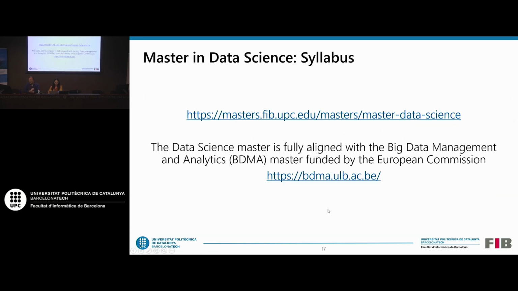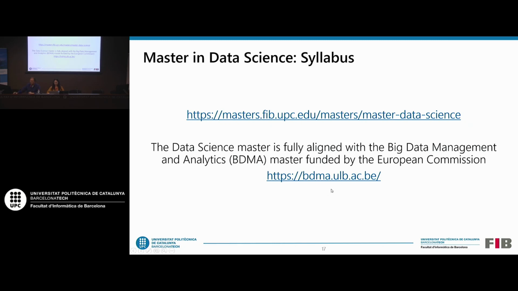So we claim so because we created this master aligned with our Erasmus Mundus Big Data Management and Analytics Master. This is the reference master in data science in the European Commission. So we participate also in this master. We created this master as well. And the Master of Data Science in the faculty is basically the local counterpart of this Erasmus Mundus. So the Erasmus Mundus forces you mobility. You need to move between different universities during the studies, while the local master, the Master in Data Science, you can stay in Barcelona 2 years if you want to.